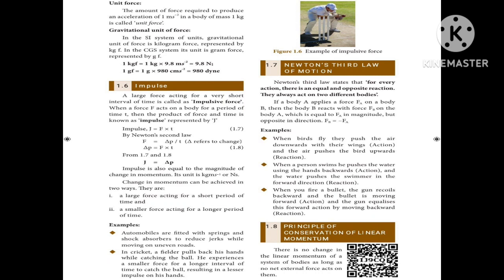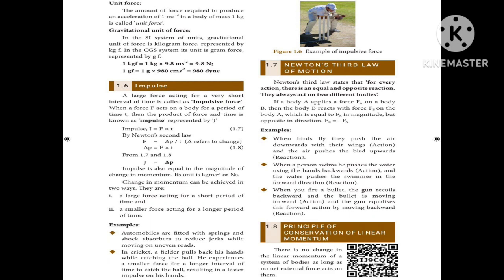Change in momentum can be achieved in two ways: a large force acting for a short period of time, and a smaller force acting for a longer period of time. Examples: automobiles are fitted with springs and shock absorbers to reduce jerks while moving on uneven roads. In cricket, a fielder pulls back his hands while catching the ball. He experiences a smaller force for a longer interval of time to catch the ball, resulting in a lesser impulse on his hands.